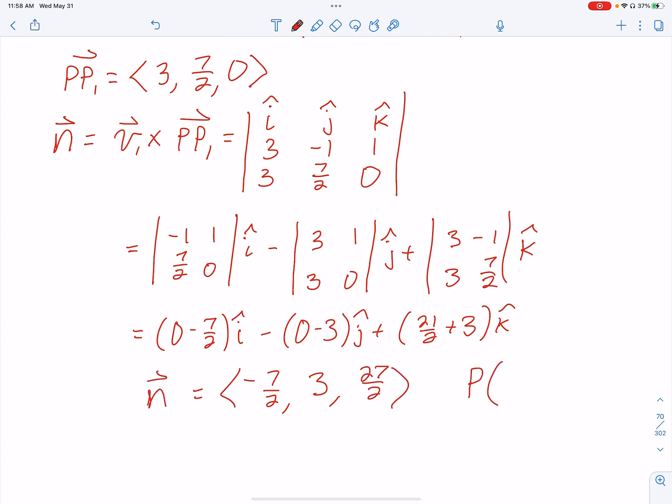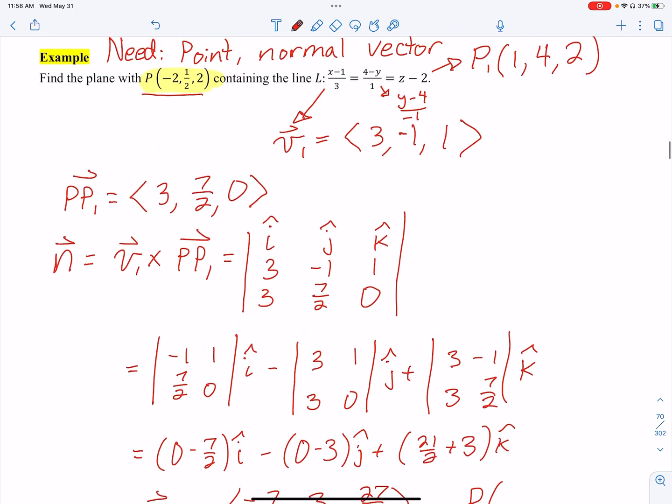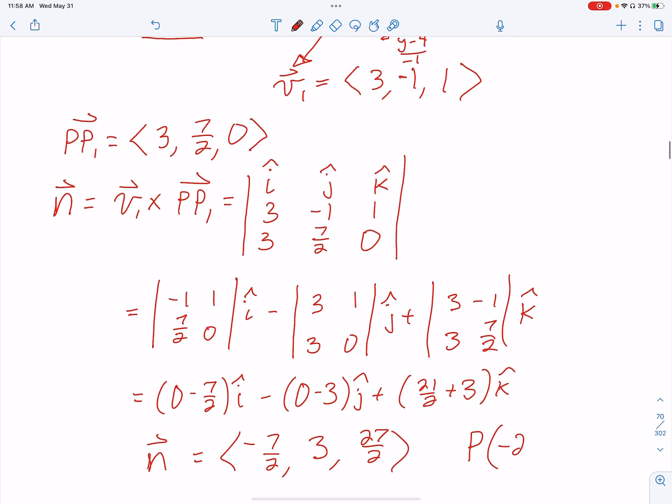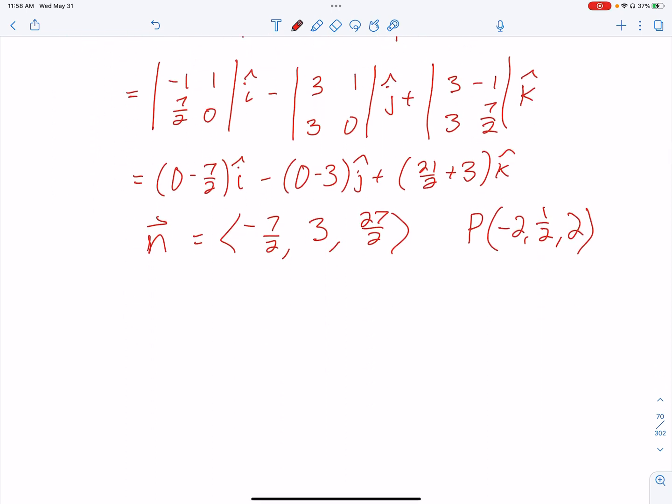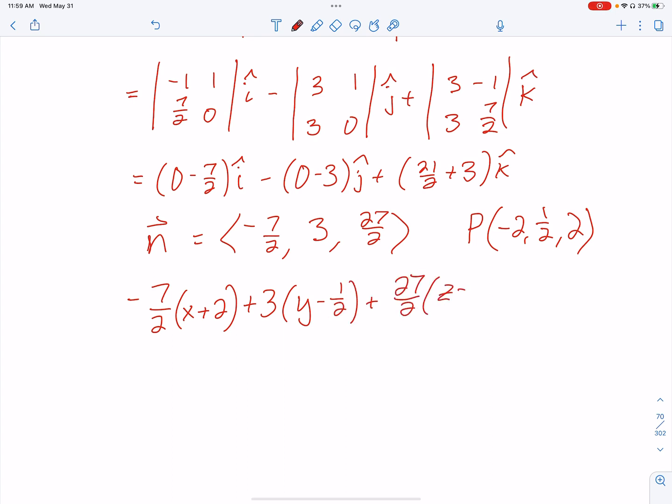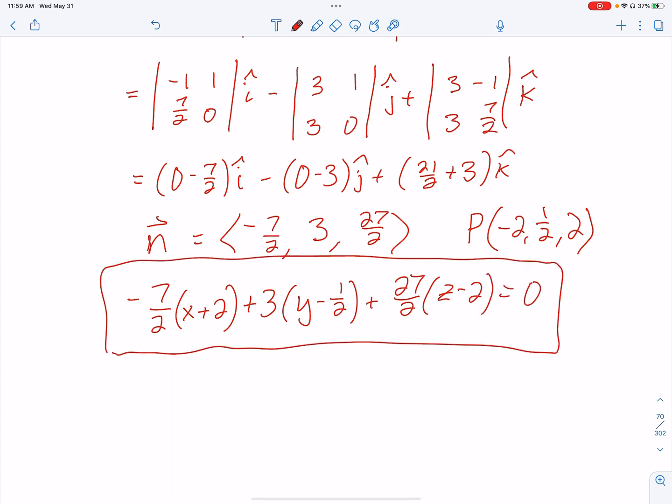I'm also going to use the first point that they gave us. So let me scroll back up. I got negative 2, 1/2, 2. And now I can write the equation of my plane. I have a point and a normal. So we have negative 7 over 2 times x plus 2, plus 3 times y minus 1/2, and then the last one, 27 over 2 times z minus 2 equals 0. It's okay that they're not pretty. Most numbers in the real world will not be pretty. They'll be worse than this.